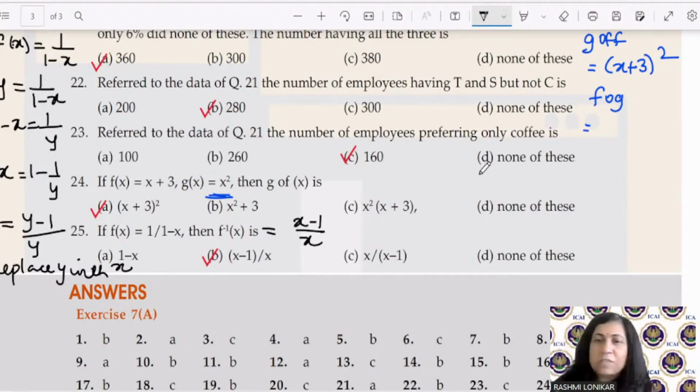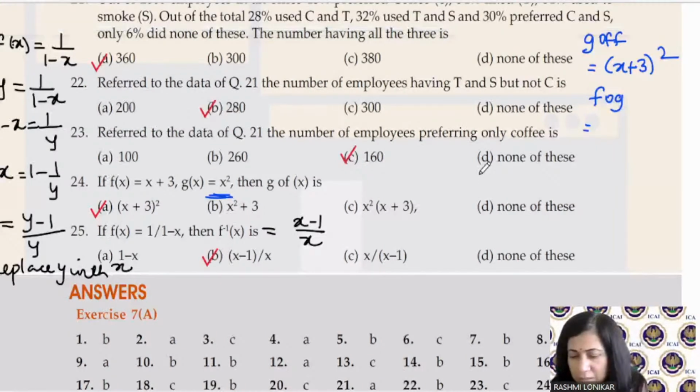Okay. f of g. Yes, can anybody tell me the answer? x square plus 3. Rudra? Okay. f of g, what is it? It is x plus 3 the whole square.